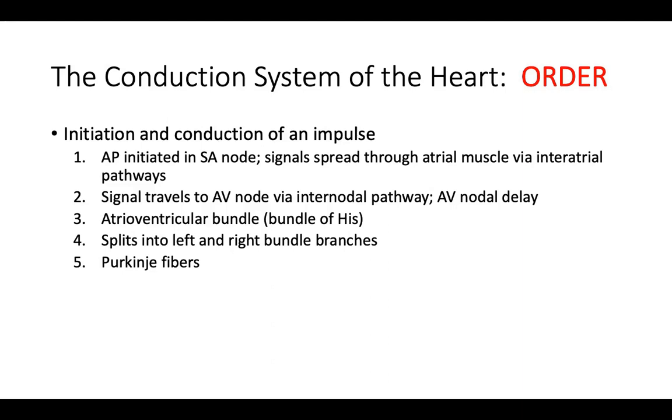And then the impulse splits off. So the impulse splits into left signals and right signals along the left bundle branches and right bundle branches. From there, it's then going to go to the Purkinje fibers, and the Purkinje fibers go up towards the top of the ventricles. This is where the valves are located.